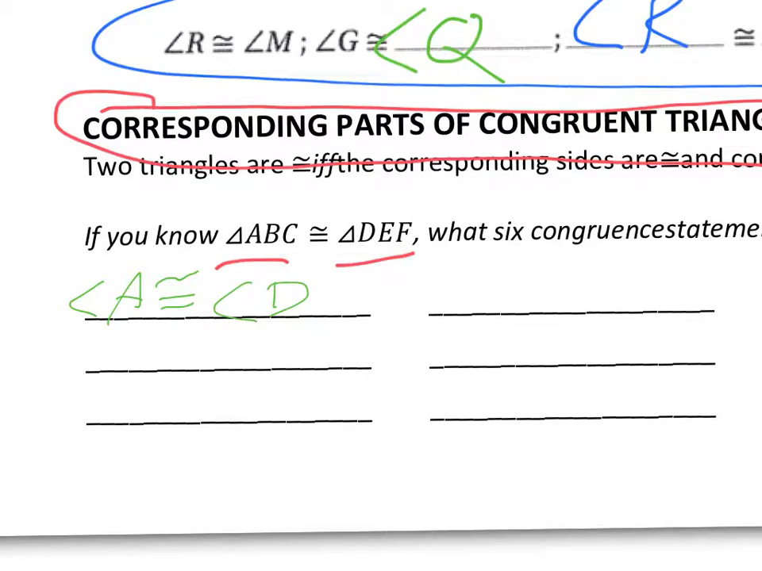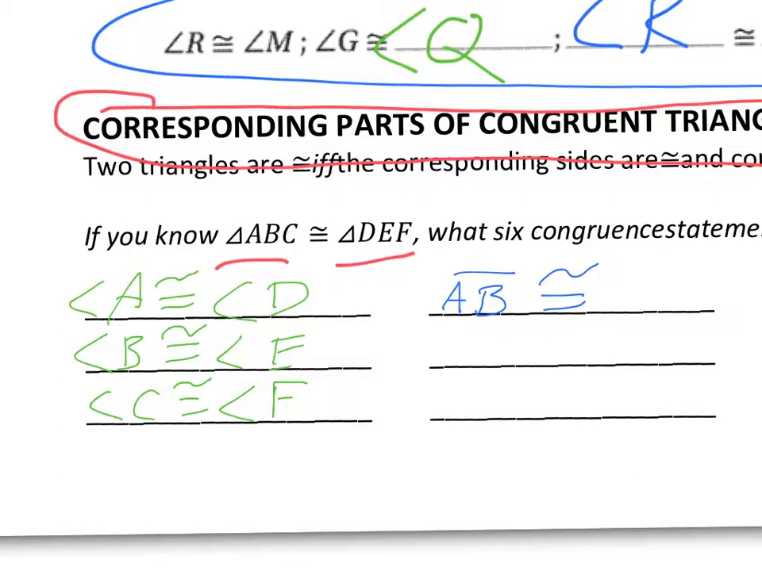The reason is they're corresponding parts. It's the first letter in the triangle. Angle B would be congruent to angle E. Angle C would be congruent to angle F. So those are my 3 angle congruent statements. Now let's make the 3 segment congruent statements. We would say AB are the first 2 letters, so AB is going to be congruent to the first 2 letters of my next triangle, which is DE.